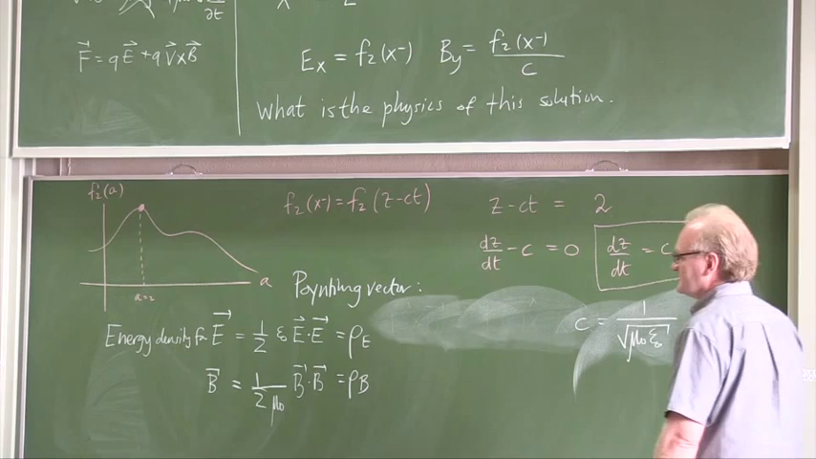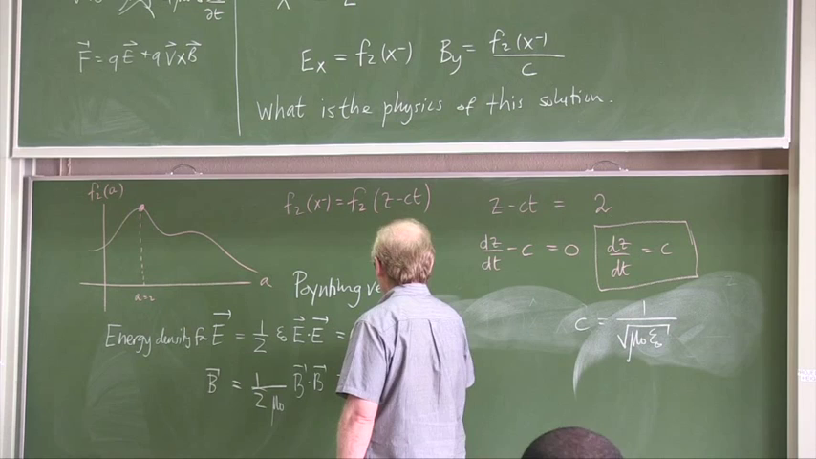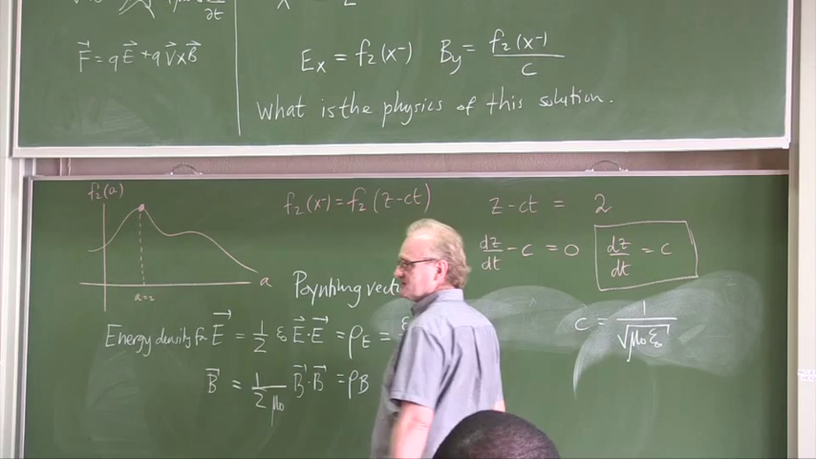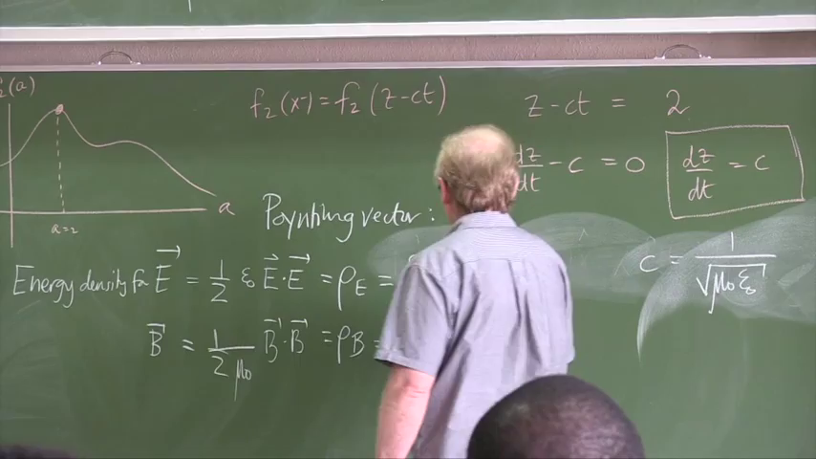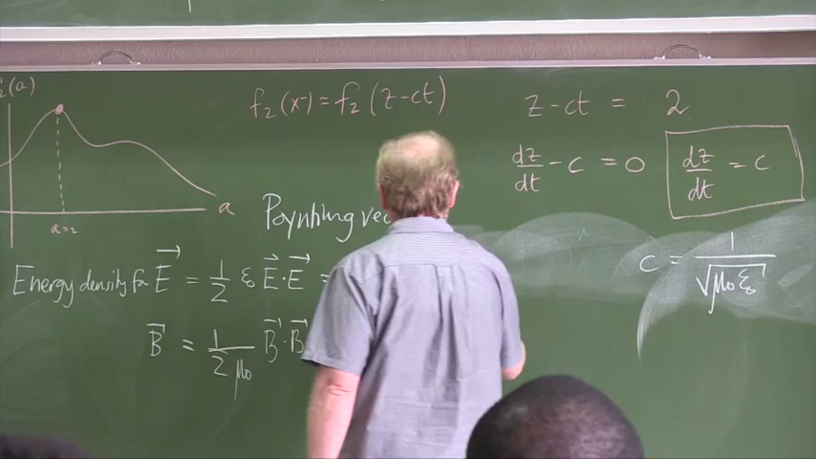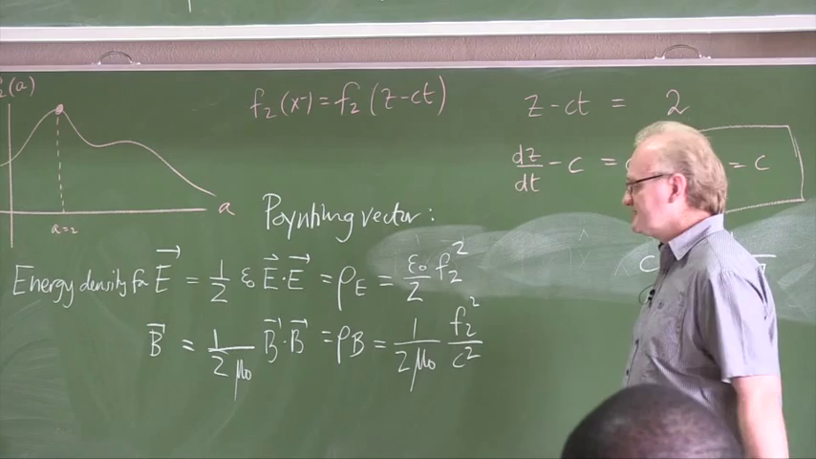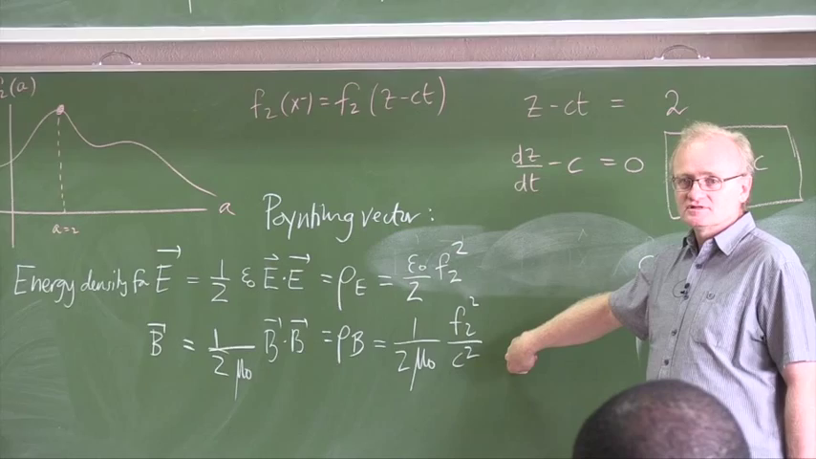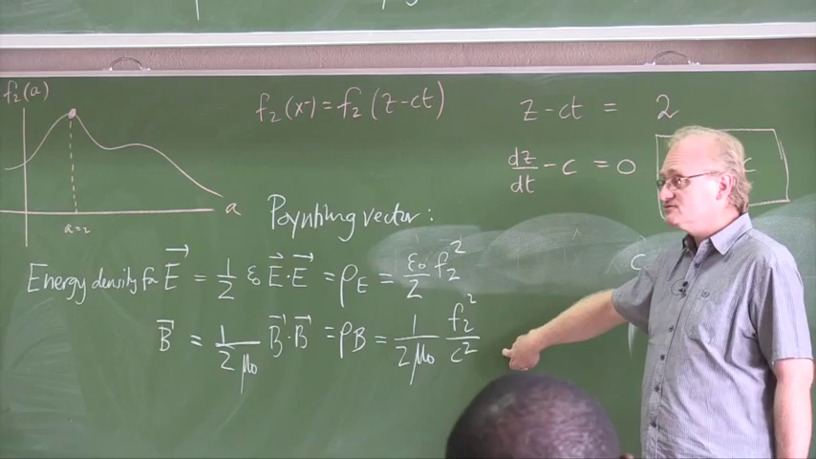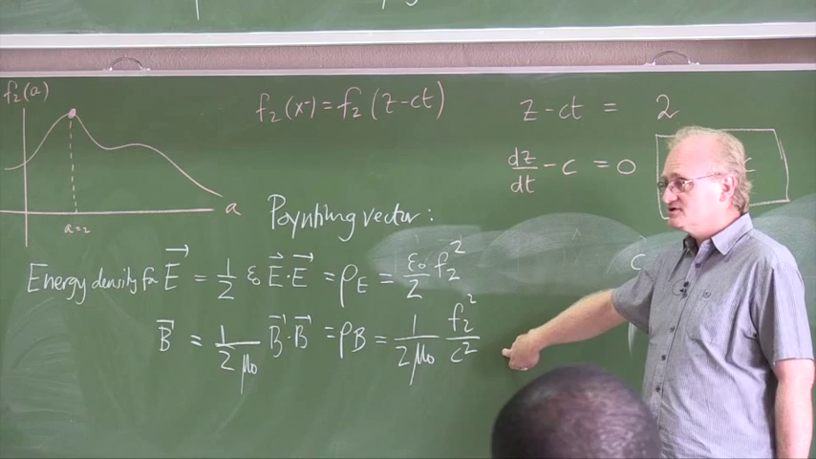So rho E is epsilon naught over 2 times F2 squared. Rho B is 1 over 2 mu naught. Now let's square that: F2 squared over C squared. What is C squared equal to? 1 over mu naught epsilon naught. So what do you find this term is equal to? Epsilon naught F2 squared over 2. So rho E is equal to rho B.